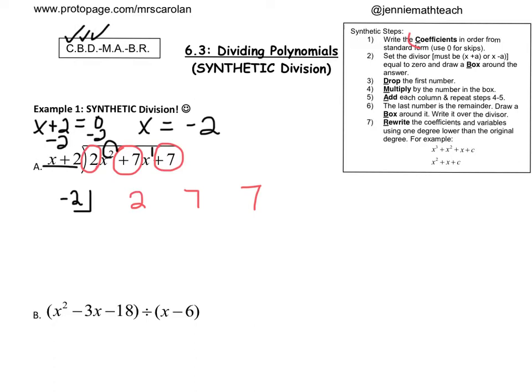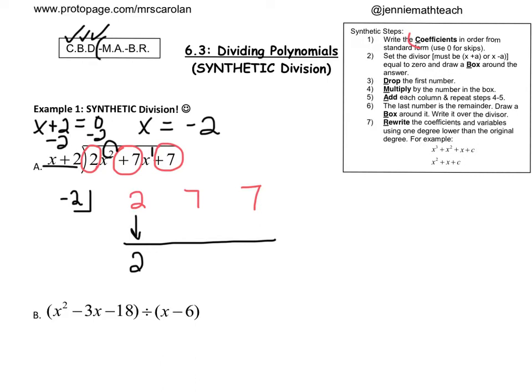So we took care of that, and our next step is to drop down the very first number. So leave a little space underneath the numbers and draw a line. We don't drop the number in the box, we drop the very first number, which is that 2. So the 2 drops down.